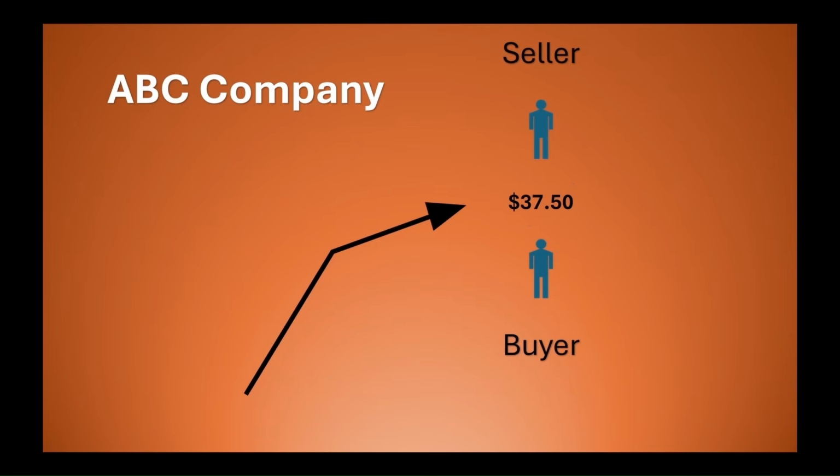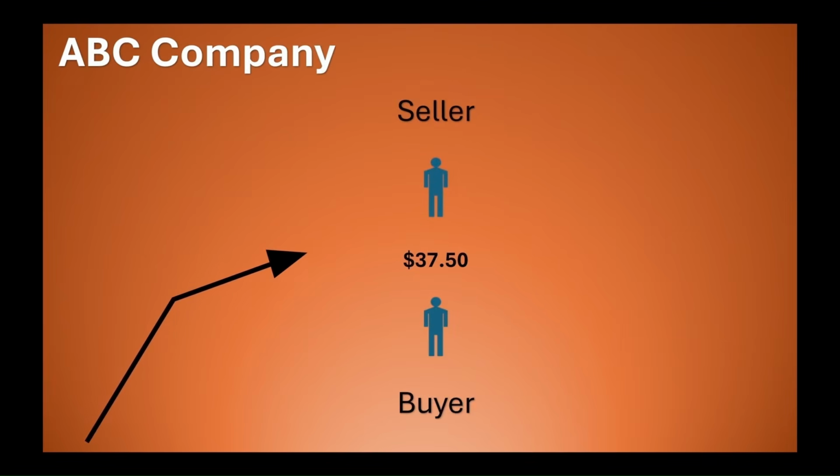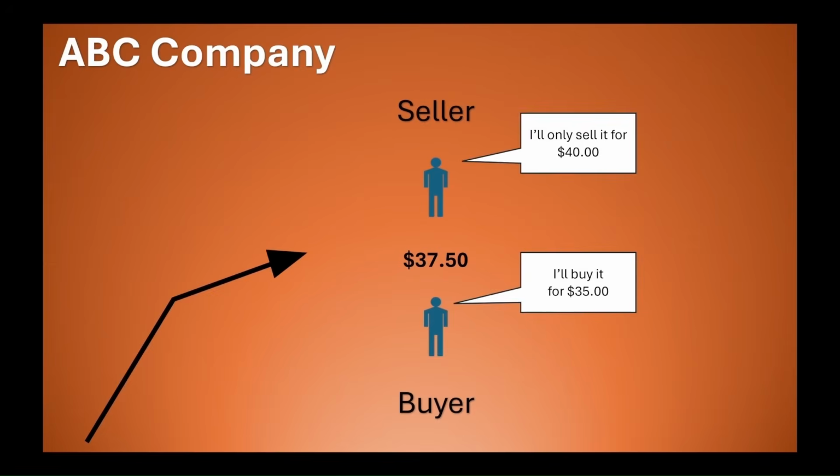To get a better understanding, let's look at an example using our buyer and seller. Our buyer really likes ABC Company and is interested in purchasing stock, also known as shares, in the company. Our seller, on the other hand, has owned the stock for a while and is ready to sell. Our buyer doesn't want to pay more than $35 for the stock, and our seller doesn't want to sell it for less than $40. So because they both want different prices, the stock does not trade.